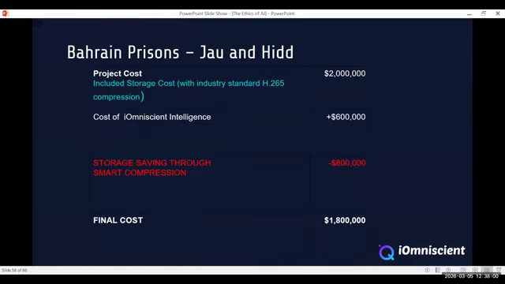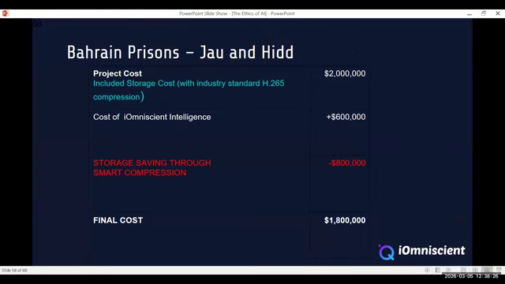What is the value of this, the financial value? So we did a recent project with the Bahrain prisons. We did 2 prisons over there called Jao and Hid. And they said, "We love your technology. It's fantastic, but we have no money." That's always a problem with customers. They say they have no money. We said, "You're going to spend $2 million on this project. So you obviously have a little money for us."